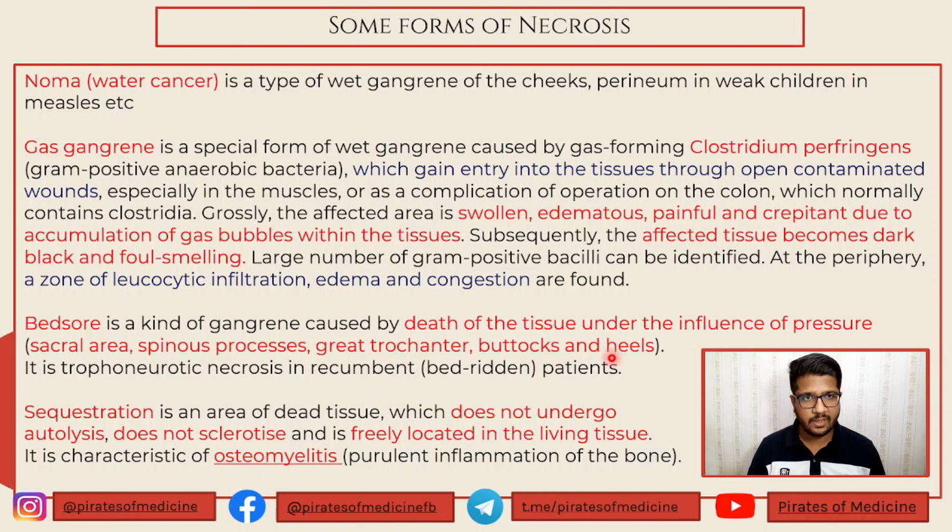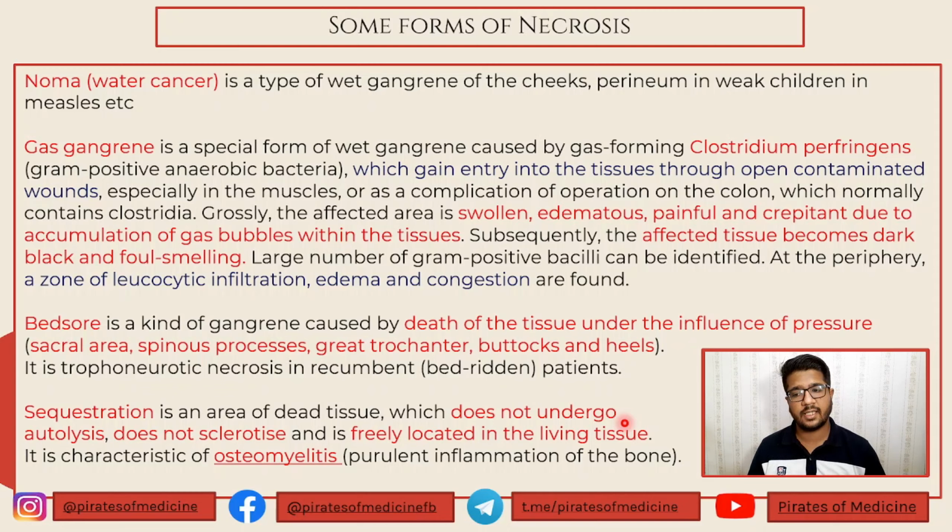So these are the prominent areas where bed sores develop. Then you have sequestration, which is the area of dead tissue which does not undergo autolysis, it does not sclerotize, and it is freely located in the living tissue. The connective tissue does not come to clean it up. It is located inside a free living tissue, and it remains there, and this is called sequestration.